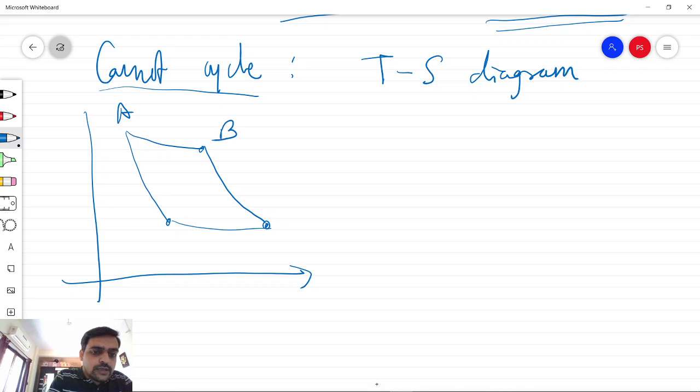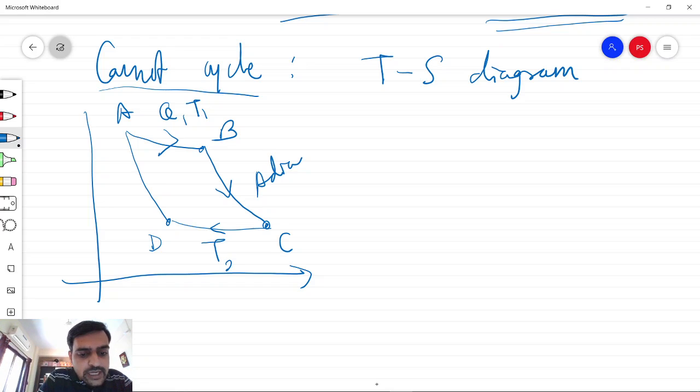So, A to B, if we remember, heat Q1 is absorbed, and this process happens at constant temperature T1. So this process is isothermal. From B to C, this process is adiabatic. From C to D, the process is again isothermal and happens at temperature T2, and an amount of heat Q2 is rejected during this process. And D to A is again an adiabatic process, which is a compression. So this is adiabatic compression. B to C is adiabatic expansion.